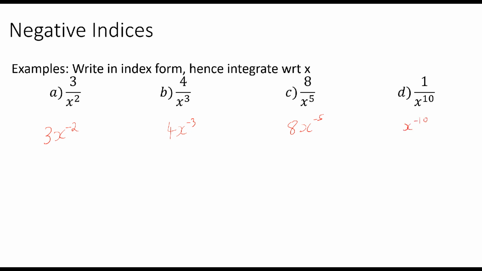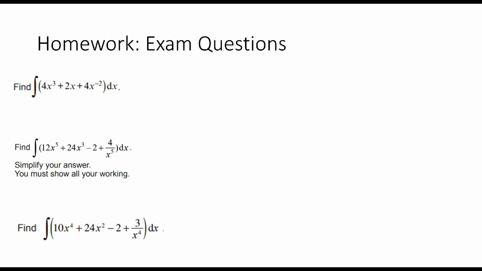So we often get questions where we need to integrate functions like this. For example, if we look at this question here, this question's a good one. If I want to integrate this, I'd first have to write out the integrand. That is just the function that I'm integrating. We'd have to write that in terms of indices only. So we'd have integral of 12x to the 5 plus 24x cubed minus 2 plus 4x to the minus 5.